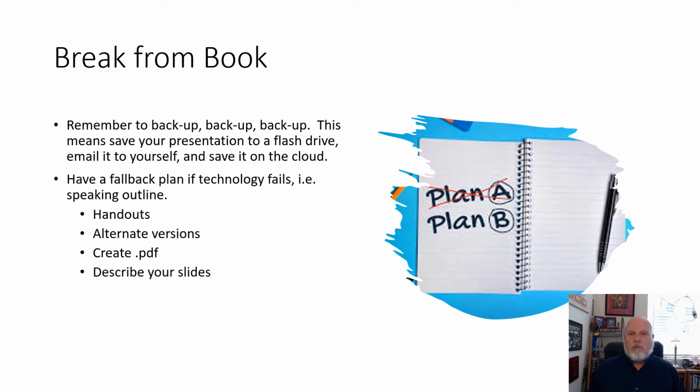Have a fallback plan in case technology fails. You can have handouts ready. Of course, you bring them out when they're needed and put them away when they're not. You can have alternate versions. You can have a version, as I mentioned, on your note cards in a speaking outline, perhaps even printing off your PowerPoint so that way, if you need to, you can fall back to it. Create a PDF, that's another method, as well as, if you have to go to the backup, describe aspects of it that they might be missing.